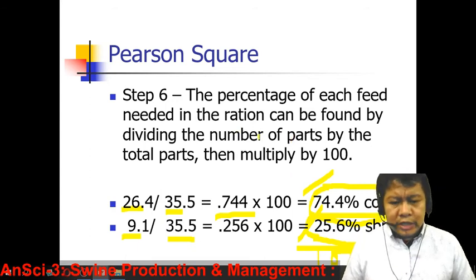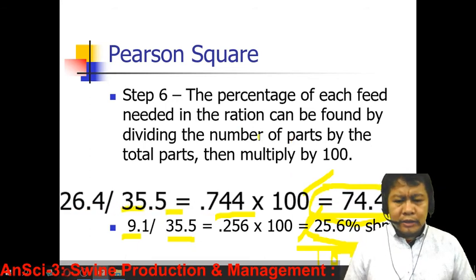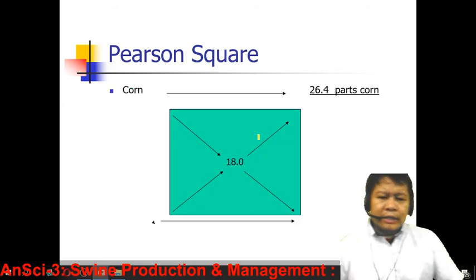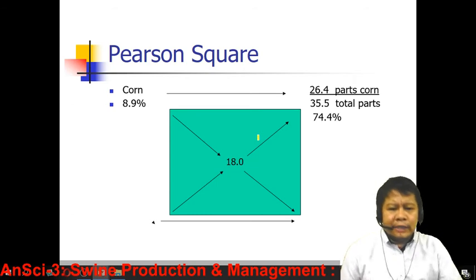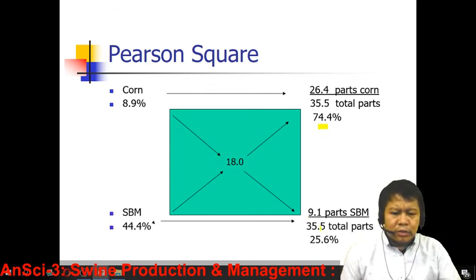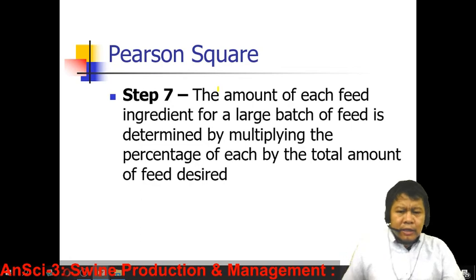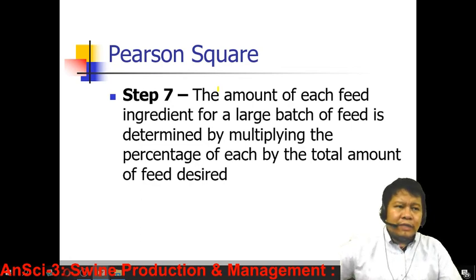So let us proceed now. Okay. All right. So here, the corn is 74% and the soybean meal is 26% based on our computation. But the total feeds that we will produce is 2,000 kilograms.